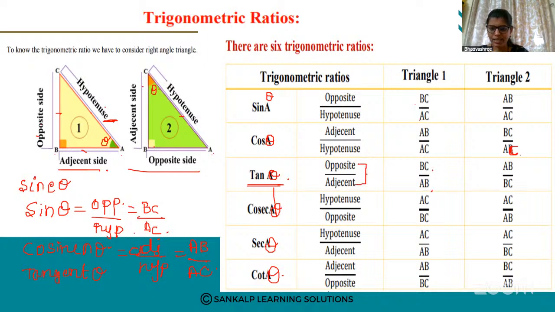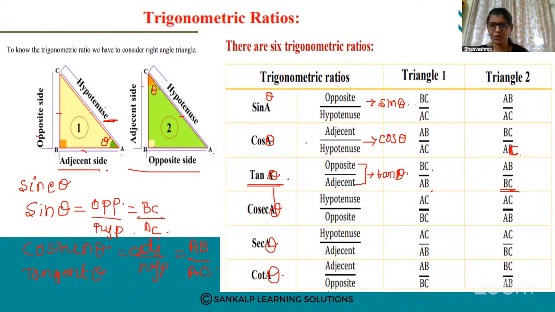Opposite divided by adjacent is tan theta. Adjacent divided by hypotenuse is cos theta. Opposite divided by hypotenuse is sin theta. Remember, in the second triangle, it is AB divided by the adjacent side BC.